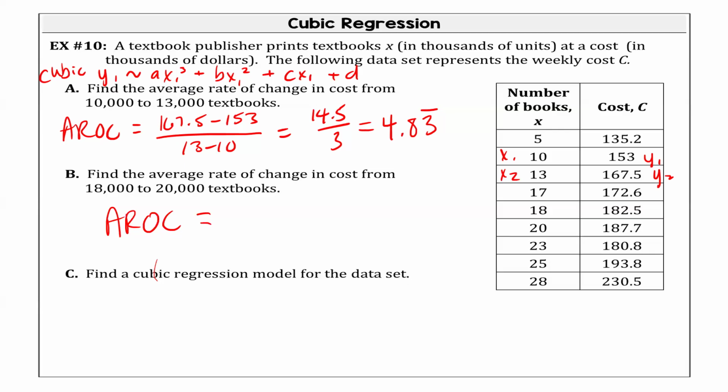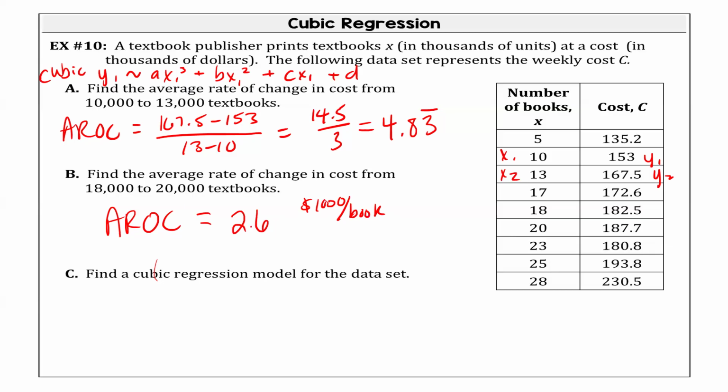Done? Can someone tell me my average rate of change? 2.6. So that's 2.6, $1,000 per book. So $2,600 per book on it.